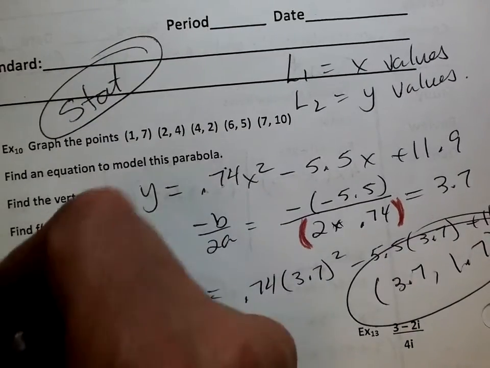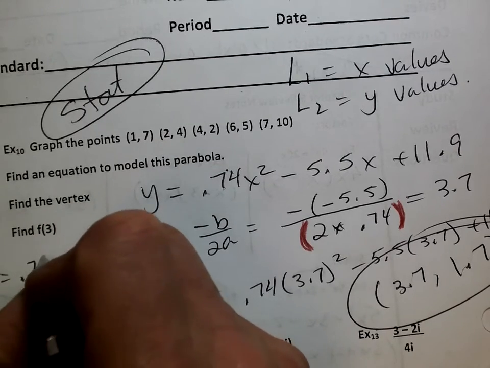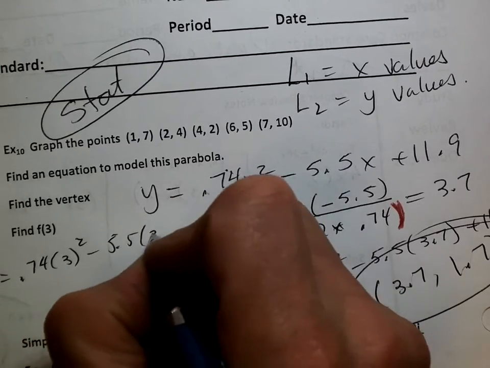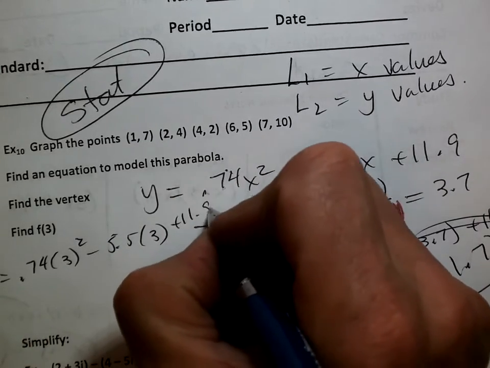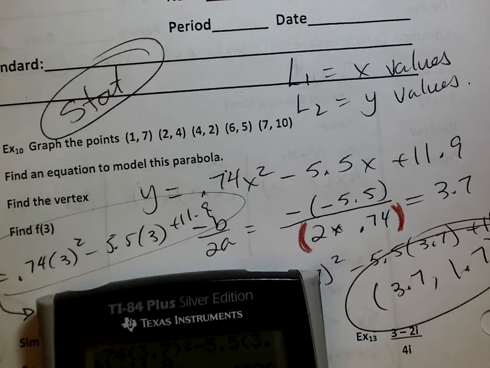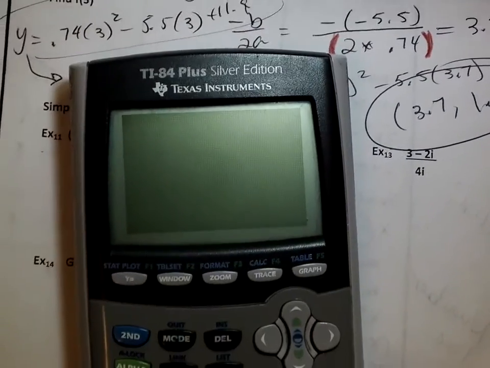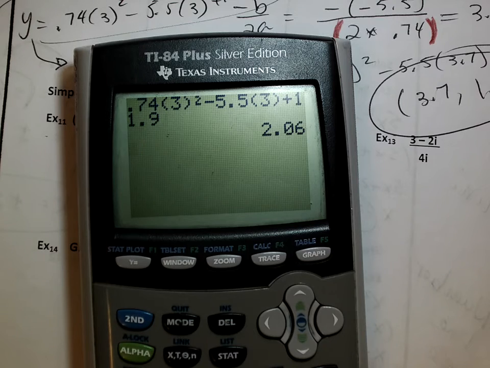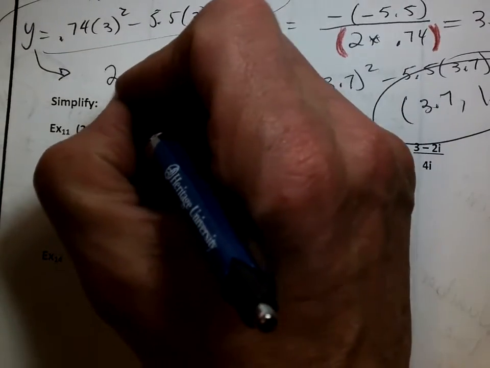So f of 3 is really y equals 0.74 times 3 squared minus 5.5 times 3 plus 11.9. I'm running out of room, but I'm going to put that in my calculator. 0.74 times 3 squared minus 5.5 times 3 plus 11.9. I get an answer of about 2.06. I just plugged it in, right? 2.06. Plug and chug.